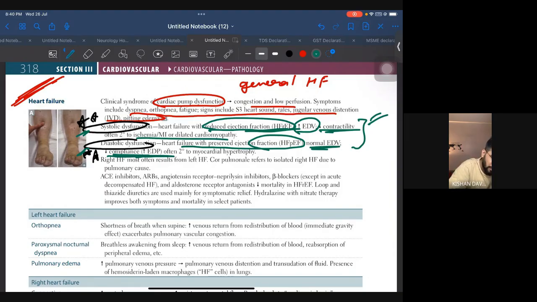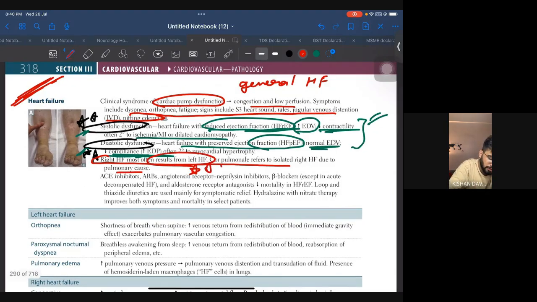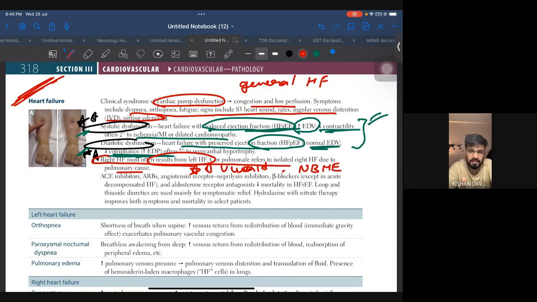All right. Now one question they have asked: they will give you the symptoms of right heart failure and then ask which is the most common cause of right heart failure. The answer is left heart failure. This is very important. It was in one of the questions, and even in NBME it was there. So the most important cause of right heart failure is left heart failure.